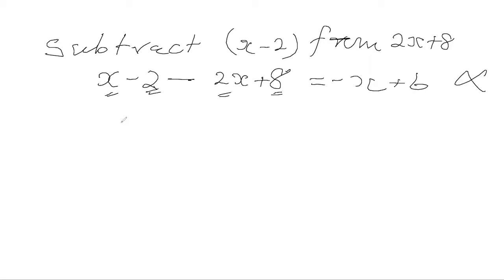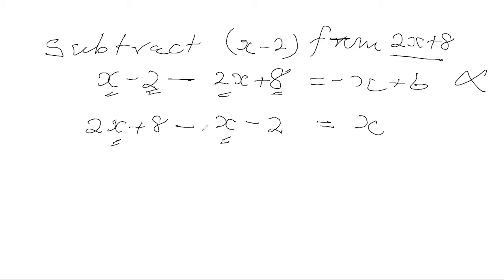You should do it like this. Subtract x minus 2 from this. So this is the first one, 2x plus 8 minus x minus 2. Then you have like terms here. 2x minus x, 8 minus 2 is plus 6. But still, this is again wrong. Why?